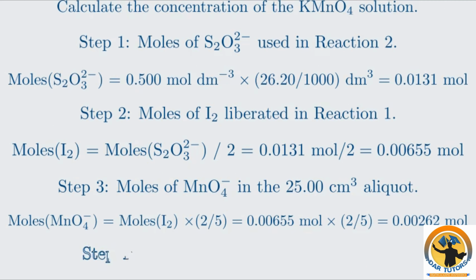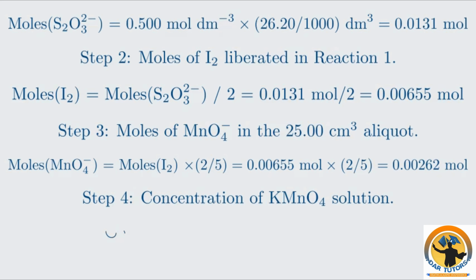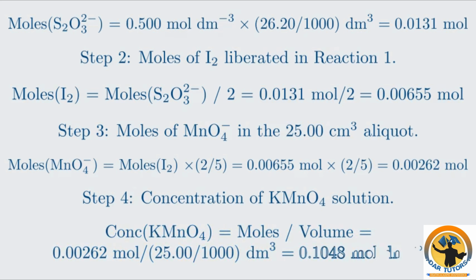Step 4. Calculate the concentration of the potassium manganate solution. Concentration equals moles divided by volume. We found 0.00262 moles of permanganate in a 25.00 cm3 aliquot. Converting the volume to dm3 gives 0.02500 dm3. Dividing these gives a concentration of 0.105 moles per dm3.